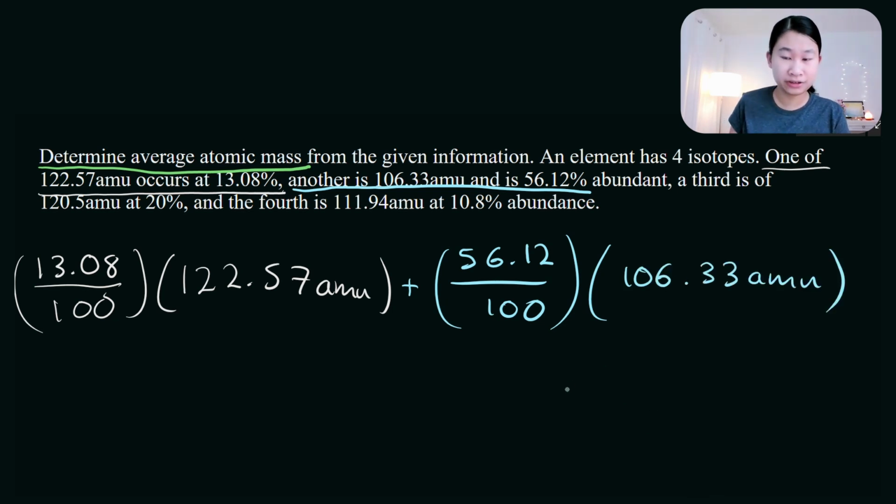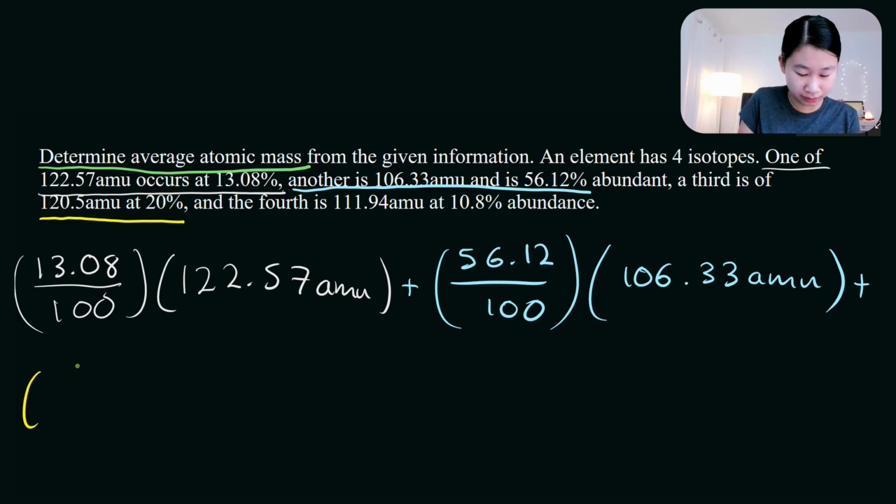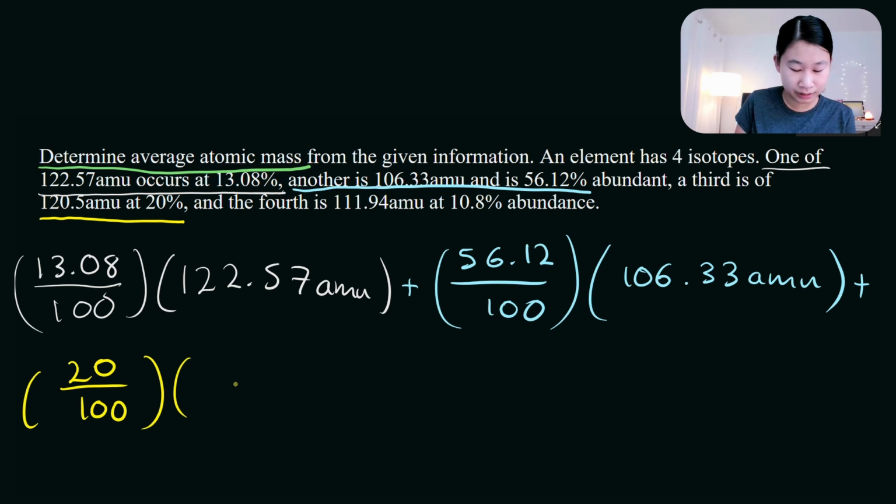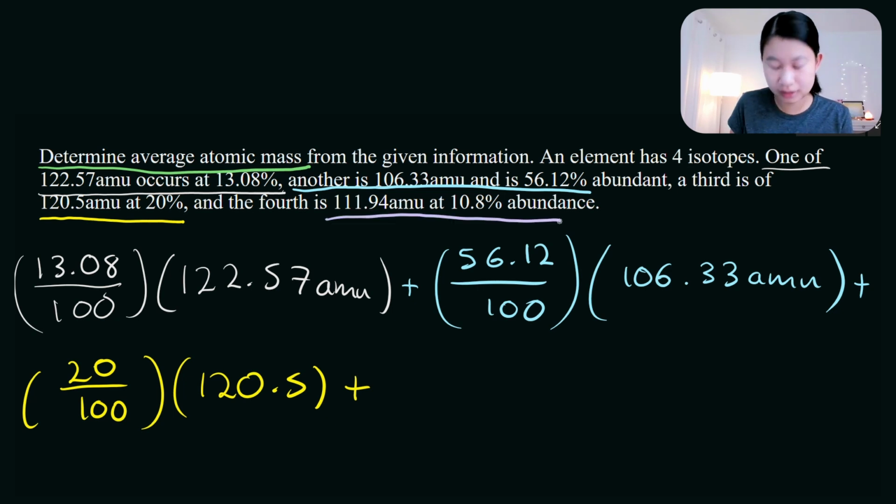So I still have 2 more isotopes to go, so I'm going to keep adding. The third isotope says we have a mass of 120.5 and 20%. So third isotope should be 20 divided by 100 to convert percentage to decimal, times the mass, and then we finally have our last isotope, and so this last isotope has this mass and this percent.